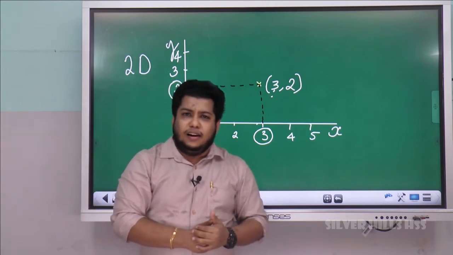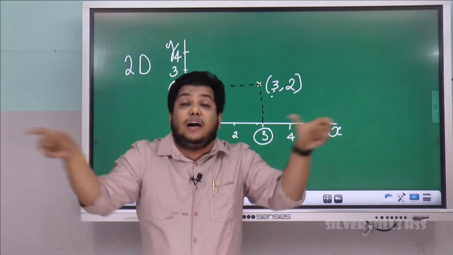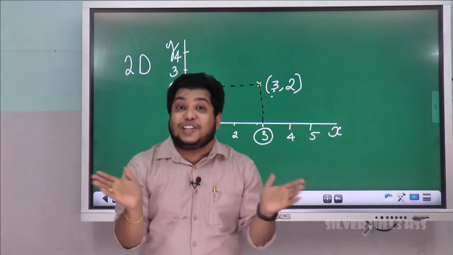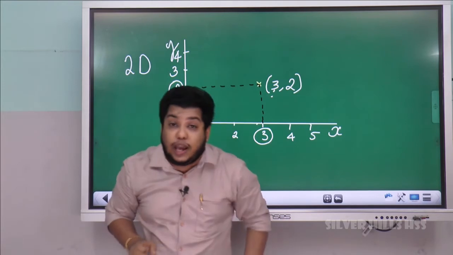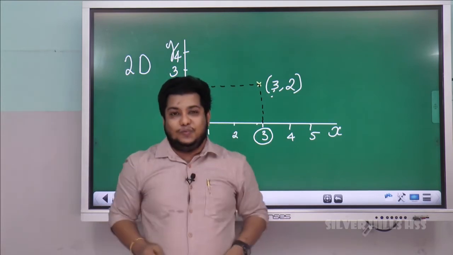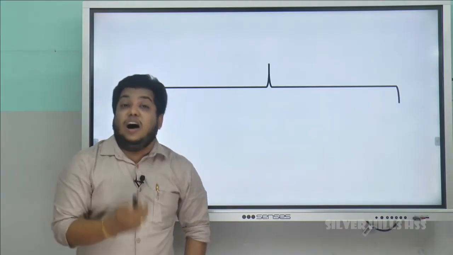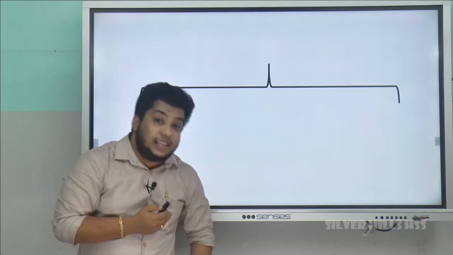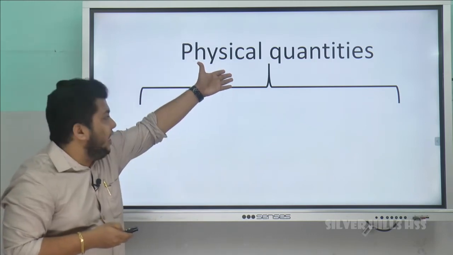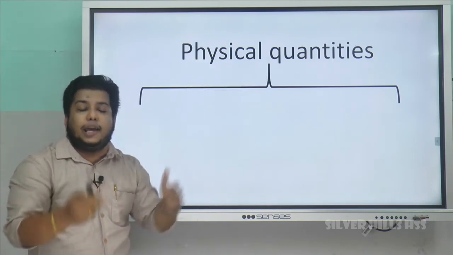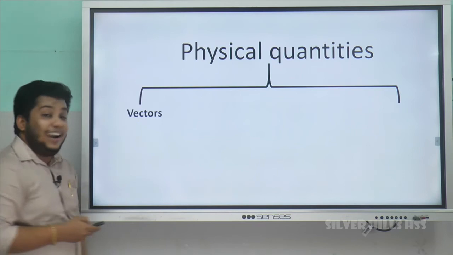Now we are going to discuss the classification of physical quantities. Physical quantities can be classified into two groups. The first one is called vectors.